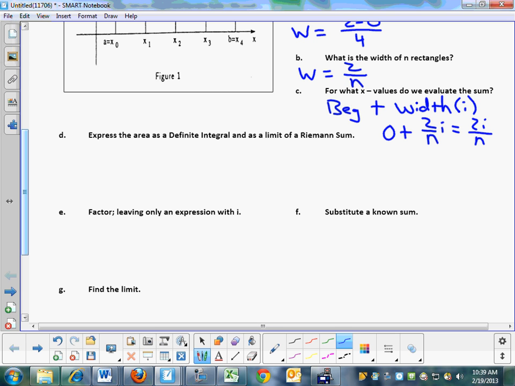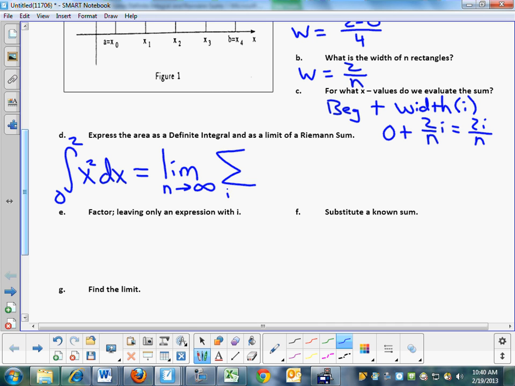Express the area as a definite integral and as a limit of a Riemann sum. So all this is what you have to write down. We are defining the area bounded from 0 to 2 of x squared dx. That is the current problem we are working through. That is equal to the limit as n goes to infinity of the sum from i equals 1 to n of f of x sub i. What is f of x? x squared. What are we plugging in for x sub i? We have to take 2i over n and plug it into the function.